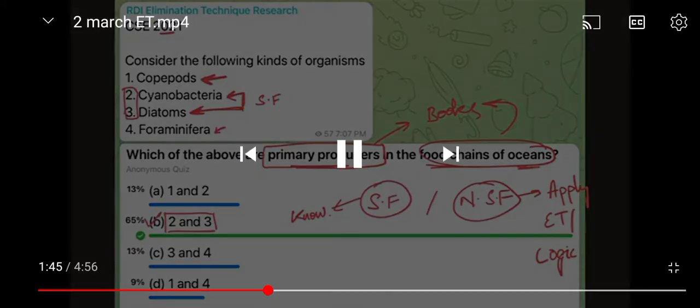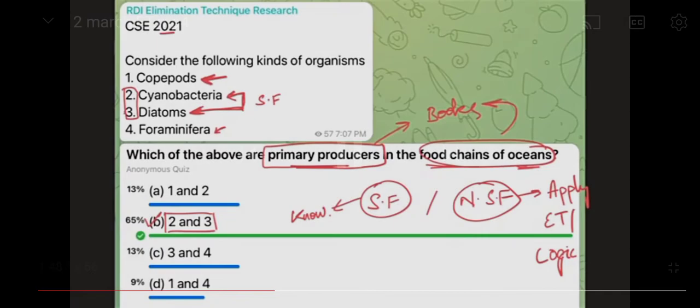However, if the question had both 2 and 3 and 1, 2, 3 and 4 as the options, then this question cannot be done through logic. This question will require knowledge of copepods and foraminifera. Although these kind of options are very rare. UPSC is not a specialist exam, so these kind of questions, where 2 and 3 would be one option and 1, 2, 3 and 4 would be another option, are a very difficult thing to happen. It doesn't happen in many questions.